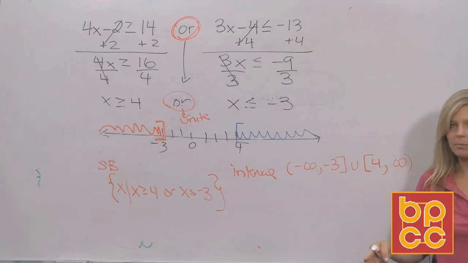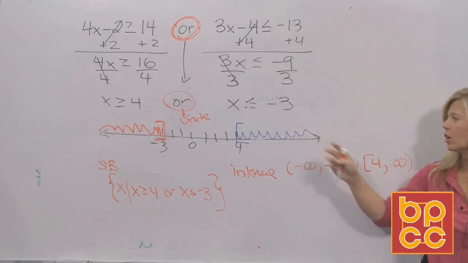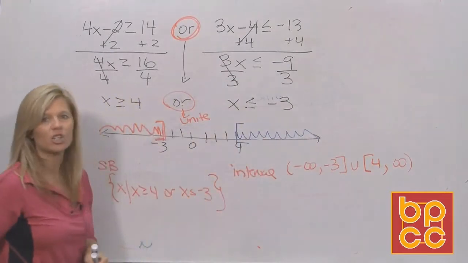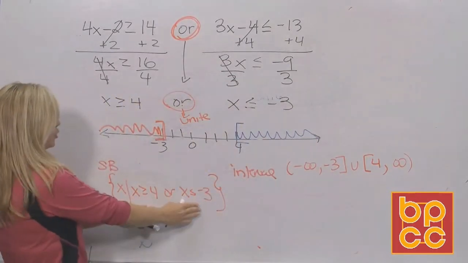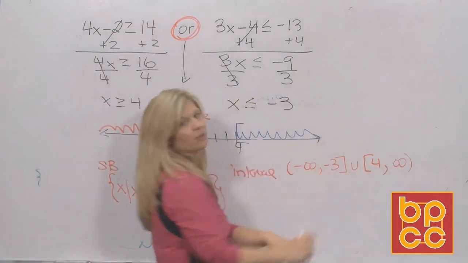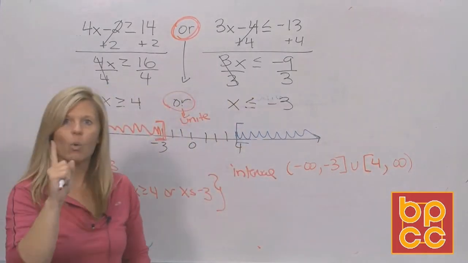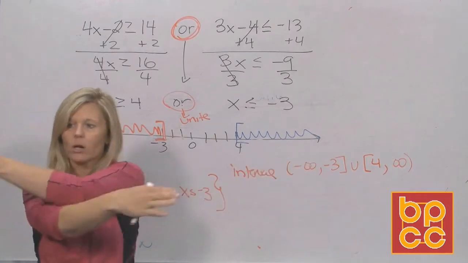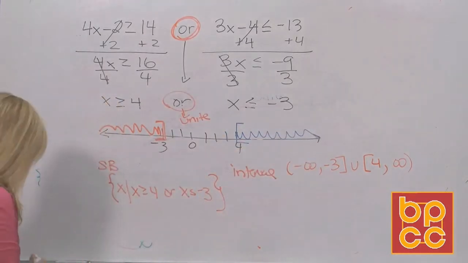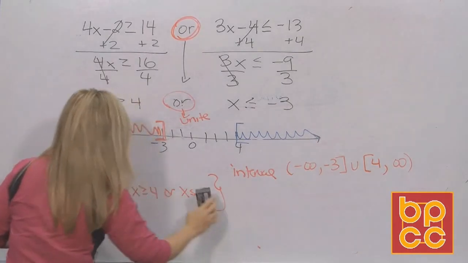99% of the time, an or is going to look like this. Your picture of your number line is going to be two separate areas shaded. You're going to have those two inequalities written in set builder, and you're going to have two intervals written. Only one shot out of 100 does the or overlap, and that's when it is all reals. All right, let's try one more.